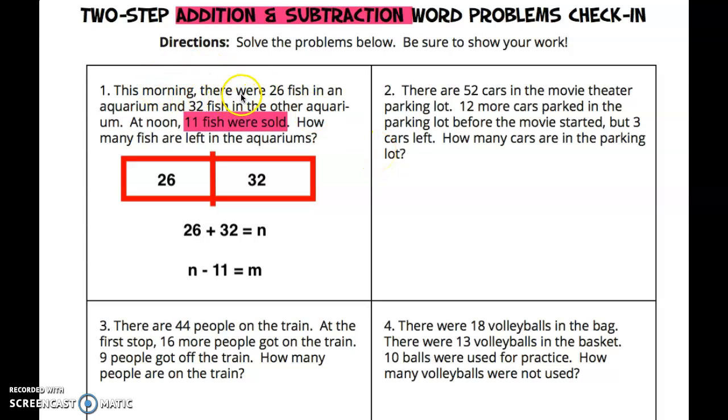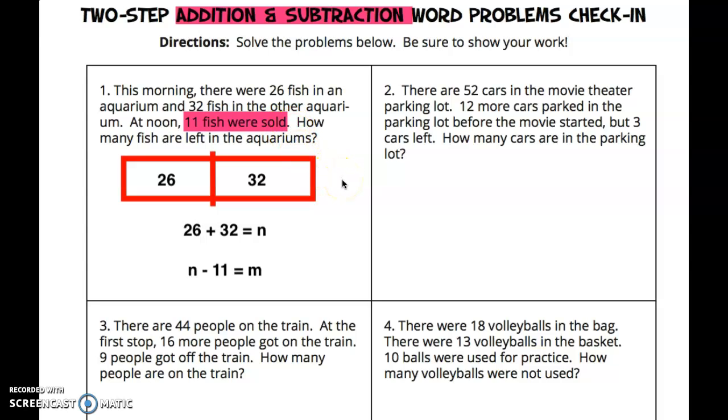This morning, there were 26 fish in an aquarium and 32 fish in the other aquarium. At noon, 11 fish were sold. How many fish are left in the aquariums? So I drew a tape diagram strategy. I put 26 fish in this aquarium, and I put 32 fish in this aquarium. At noon, 11 fish were sold. Sold means they were taken away. How many fish are left in the aquariums?